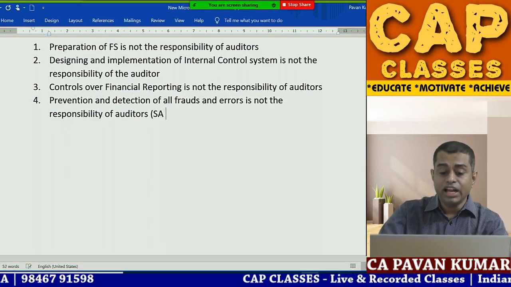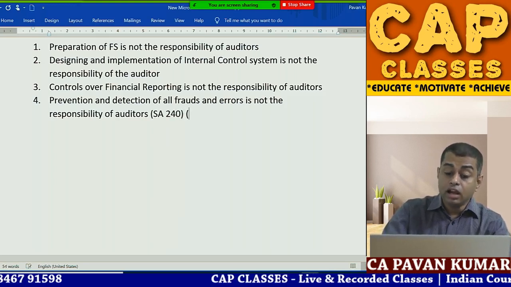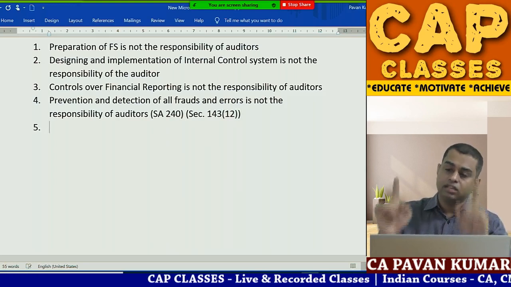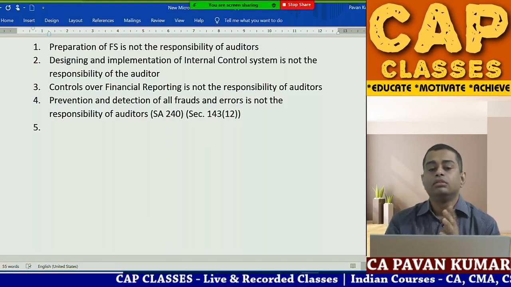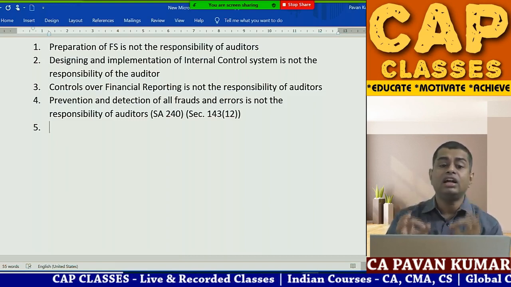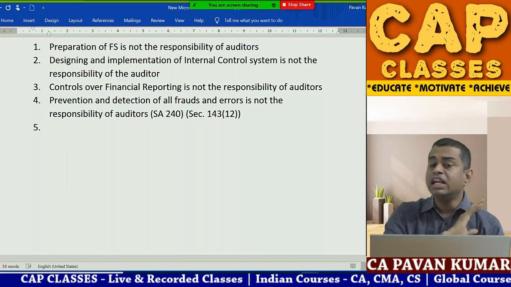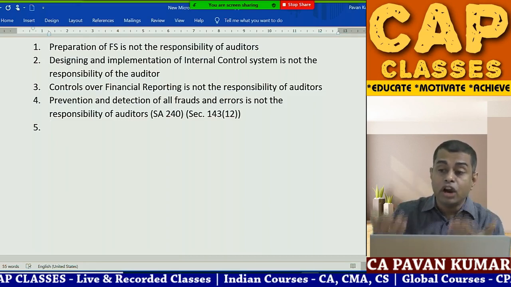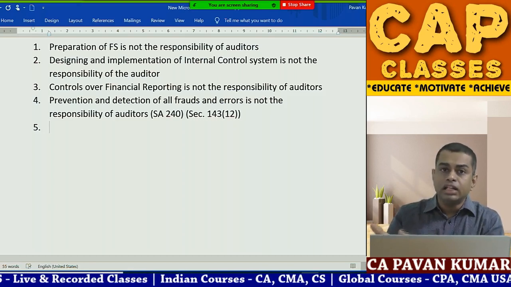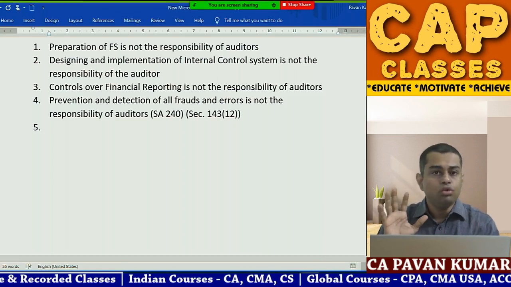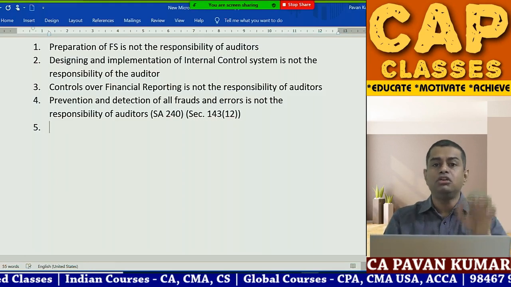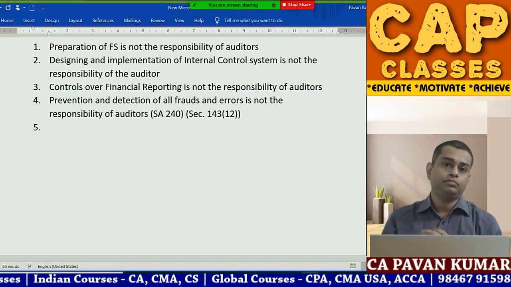In brackets SCA 240. In SCA 240 and also section 143 subsection 12 of the Companies Act, that too we'll see later. They explain the responsibility of auditors, but remember one thing: if I have conducted audit as per standards on auditing, it is not my responsibility. Even if some fraud is there in the books, you cannot ask me. If it is done in a methodical manner where auditor in the normal course cannot dig it out, it is not his problem. Okay, so why I have written all these points, they are given in RTP.